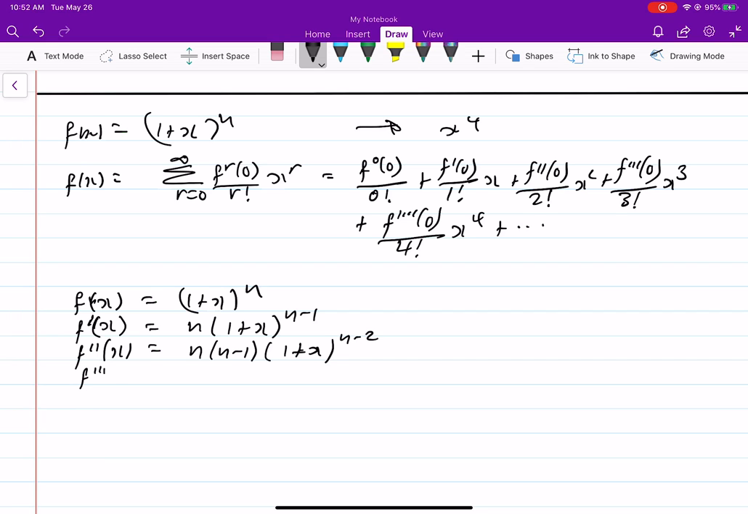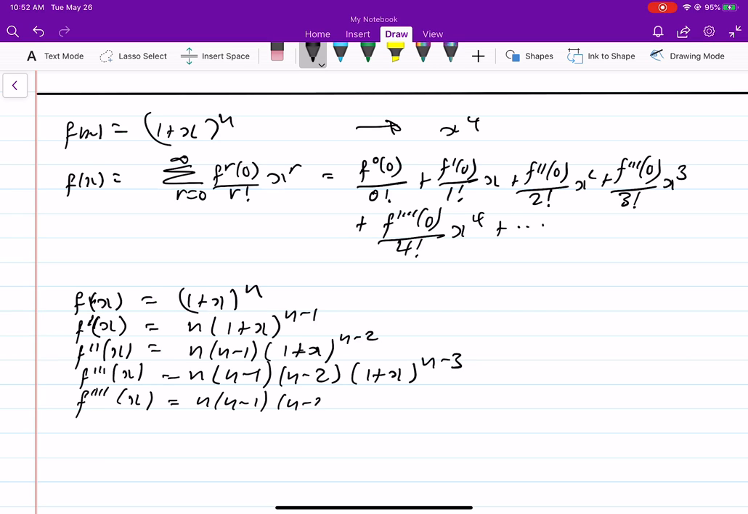F triple prime of x will be n into n minus 1 into n minus 2 times (1 plus x) to the n minus 3, times 1. And then the last derivative, f quadruple prime of x, is n into n minus 1 into n minus 2 into n minus 3 into (1 plus x) to the n minus 4. And I'm supposed to evaluate each one of these at 0.